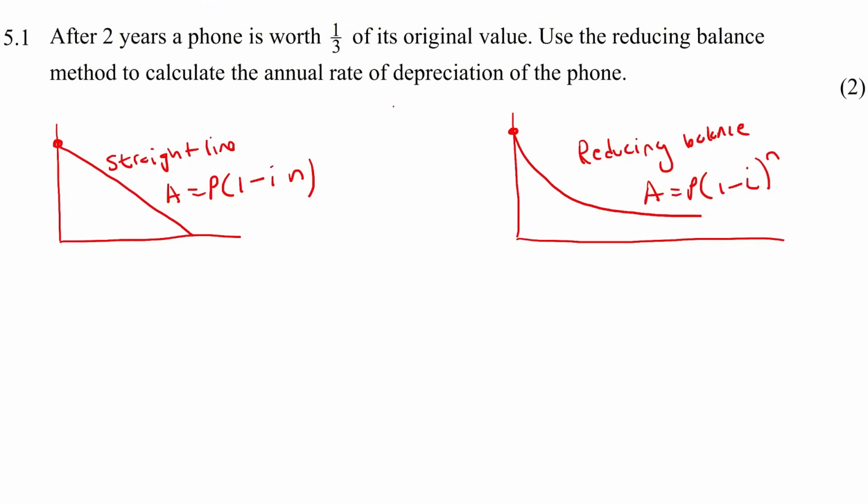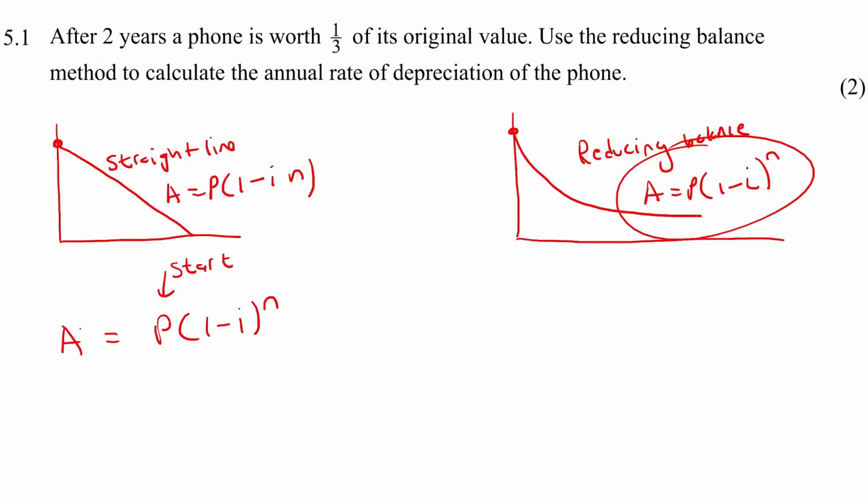Okay, they've asked us to use the reducing balance method, so we're going to use this formula over here. Now, always remember, the P value is the start, the A value is the end. So we don't know what the starting value is, we don't even know what the ending value is. So we're going to say let the starting value be x.